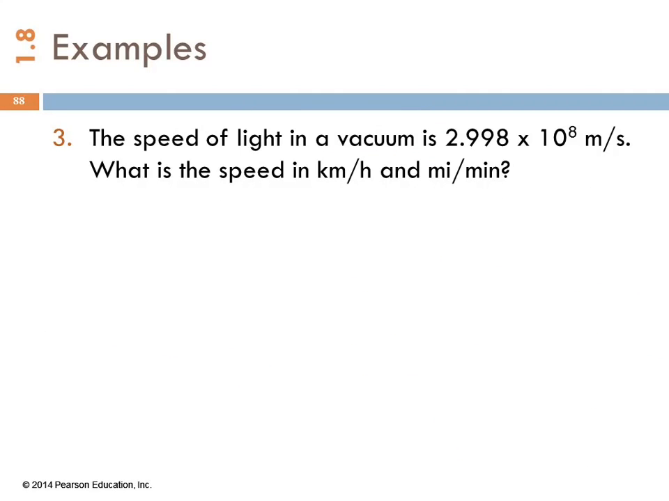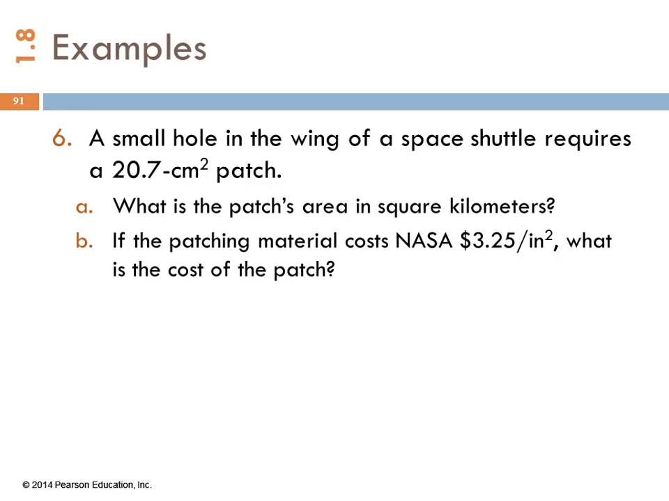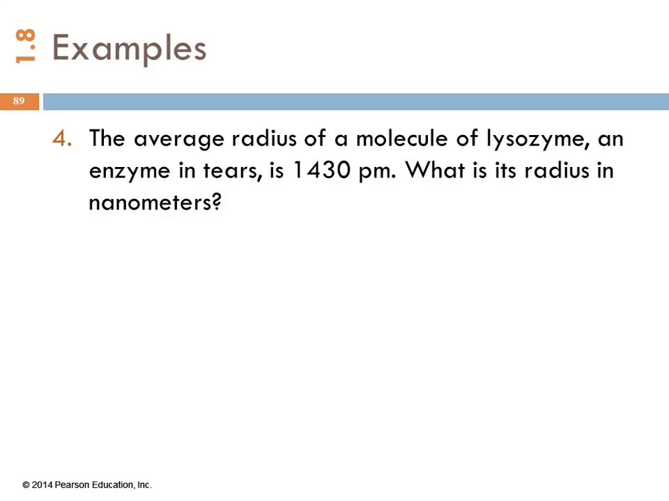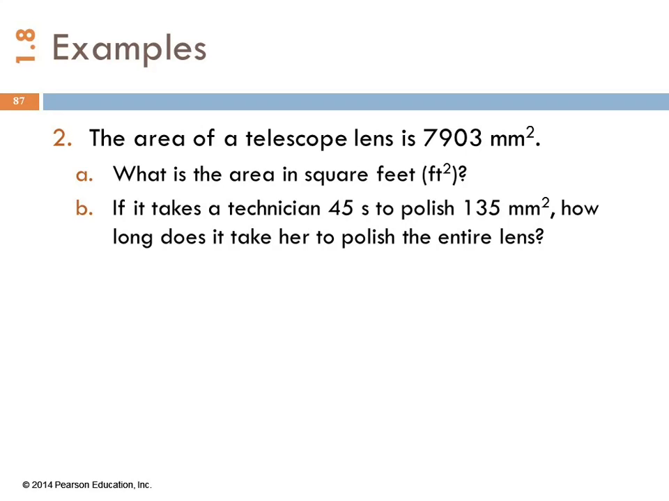Let me see what kind of examples I have in here. I don't necessarily want to do all of these, because there are so many of them. Skip right over the space shuttle. We'll get to the space shuttle one at the end. I wanted to do at least one with a unit raised to a power, and so that'll be this one. And then I want to do one that's just kind of weird. So let's do this one. The area of a telescope lens is 7,903 square millimeters. What is the area in square feet?